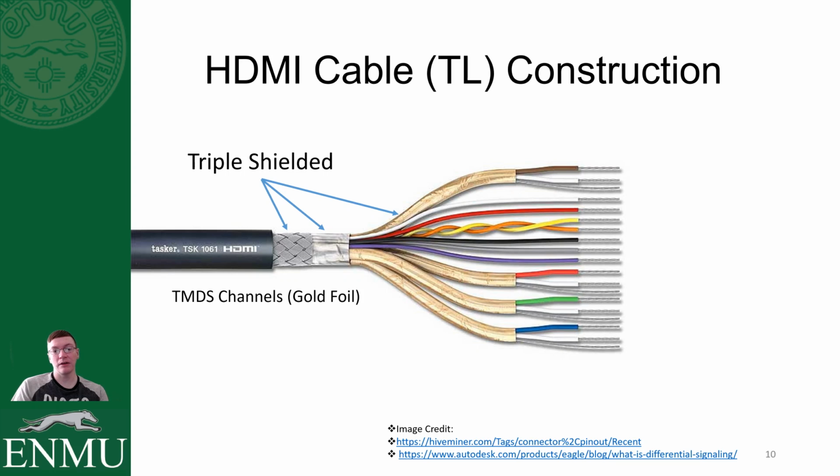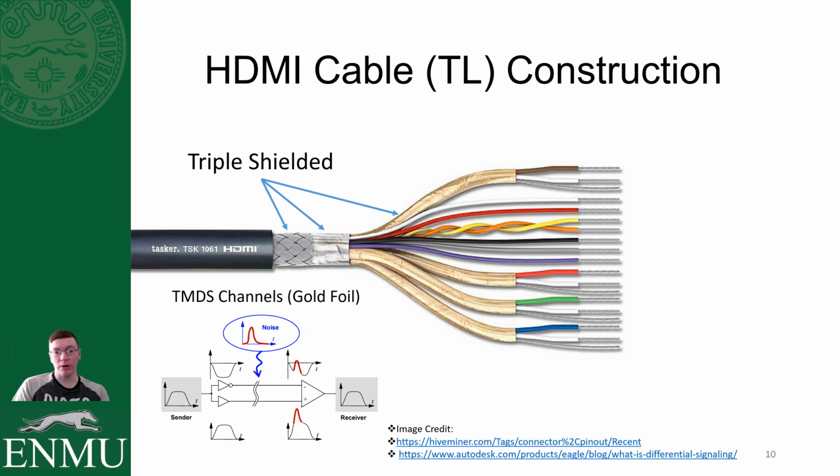This one here, I think that we're seeing, is a silver tin conductors with foil, and it's got 3 layers of foil. It's got your mesh shielding right before the PVC jacket for the whole cable, and then it's got a foil layer inside of that, and each of your TMDS pairs have gold foil on them, and those are called your TMDS channels.